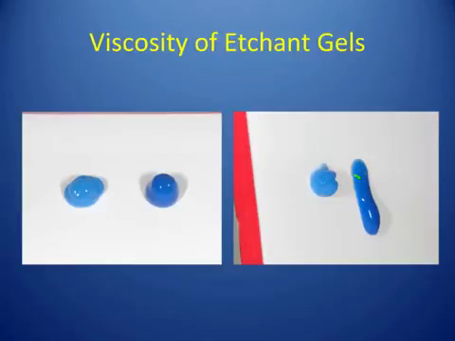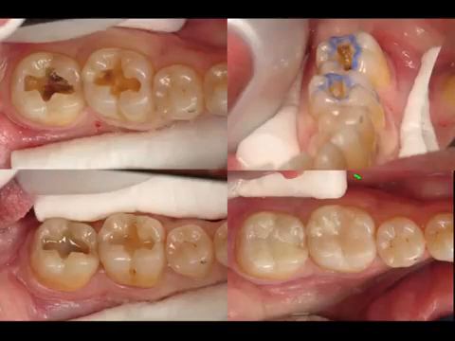There's a clinical photograph of that selective etching procedure. Again, here you can see that etchant traced along the peripheral border of that prep.